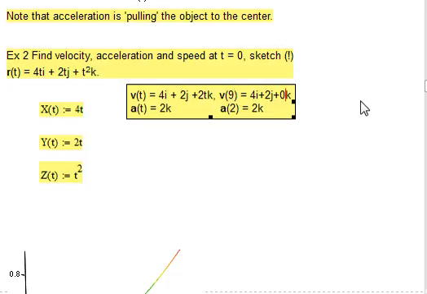So there's a velocity vector, and I didn't do the speed. But if I were to do the speed, it's the square root of 4 squared plus 2 squared plus 0 squared. So square root of 20, which is 2 square root of 5, is the speed. The acceleration would be the derivative of the velocity, which is just 2k.